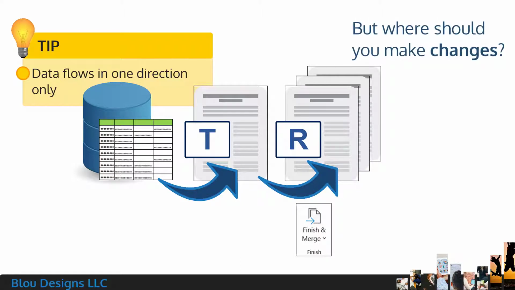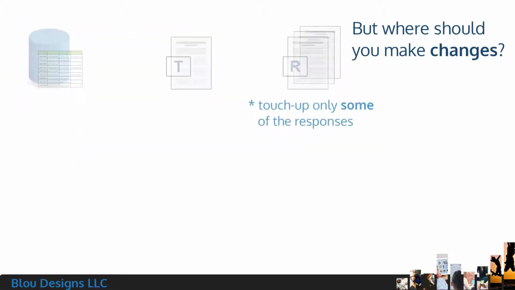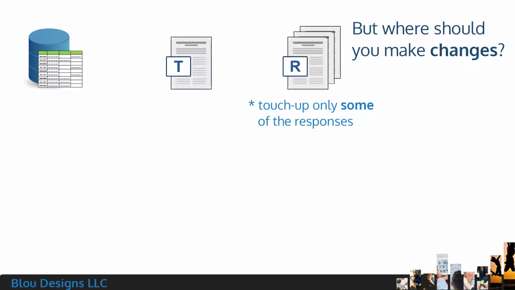So, if you want to change things, where should you do it and when? If you decide you want to do some extra cleanup or add some extra highlighting or other annotation to only some of the responses in the review document, you may do so in the review document itself. Changes you make here do not affect the mail merge template, and they will not be included the next time you click Finish and Merge. These changes are only made to this particular review document.